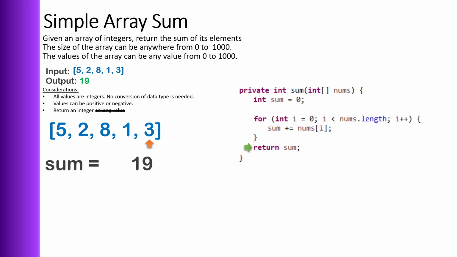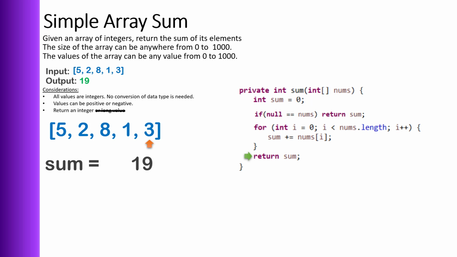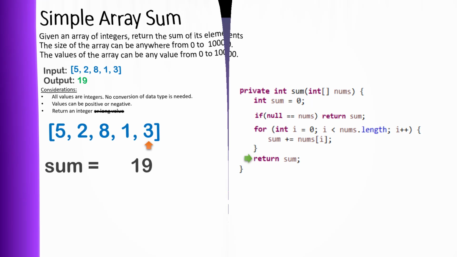Okay, so what if, because it was not mentioned in the actual problem statement, what if the given nums is actually null? That's one thing that I think we could improve here in our solution. We should add a check: if null is equal to nums, then we return sum. Okay, so that's all for now for this solution.